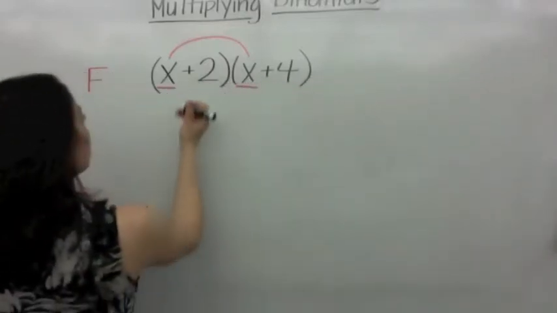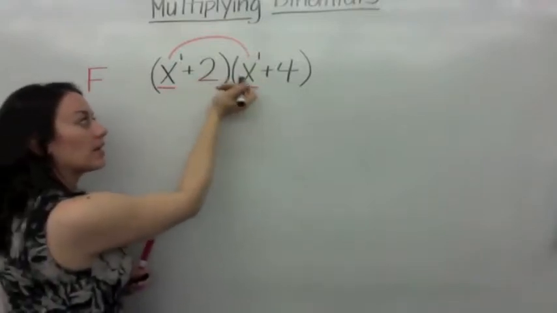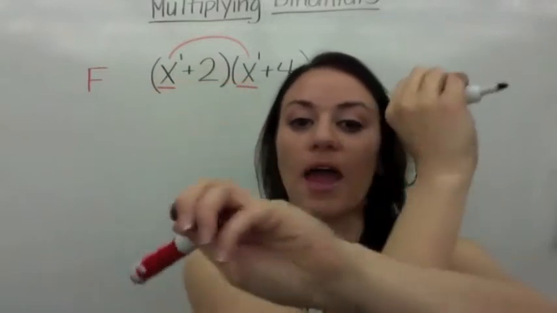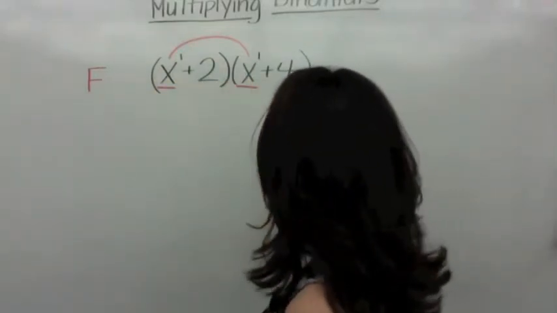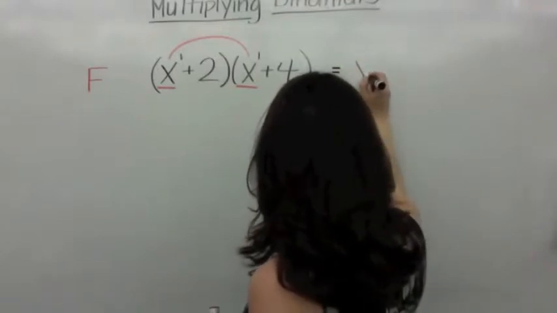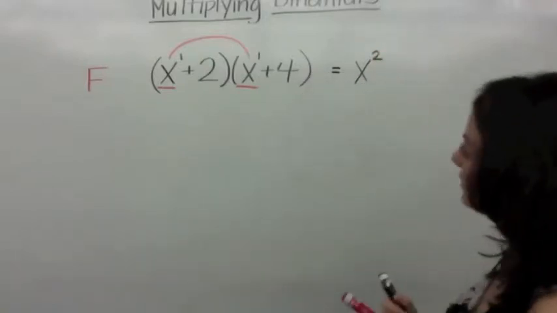So if there's an invisible 1 here and an invisible 1 here, when you do x times x, when you multiply exponents, you have to add, right? When you multiply exponents, you have to add. So what's 1 plus 1? 1 plus 1 is 2. So that's going to be x squared, okay? X squared.